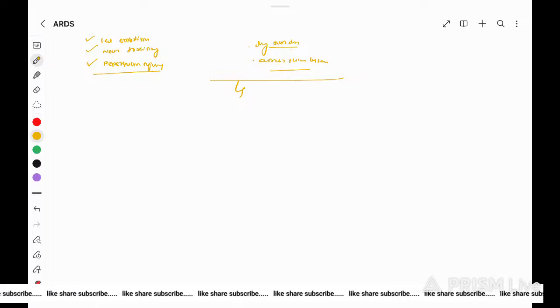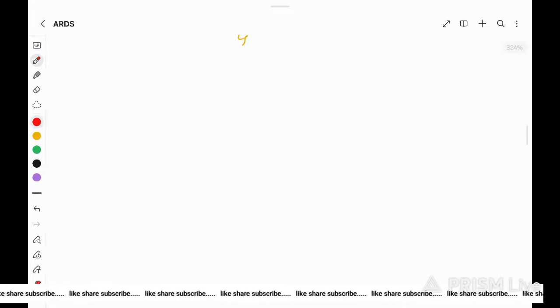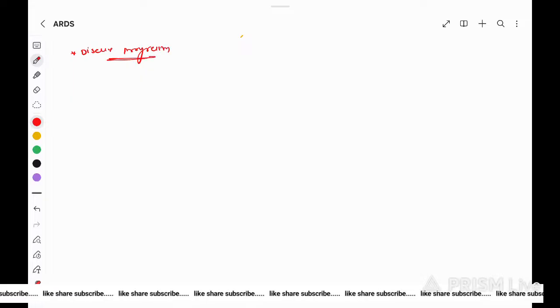Now the disease progression. We have seen the clinical risk factors. After that, we are seeing the disease progression. How will the disease progress? In disease progression there are three stages. Stage 1 is the exudative stage, stage 2 is the proliferative stage, and stage 3 is the fibrotic stage.